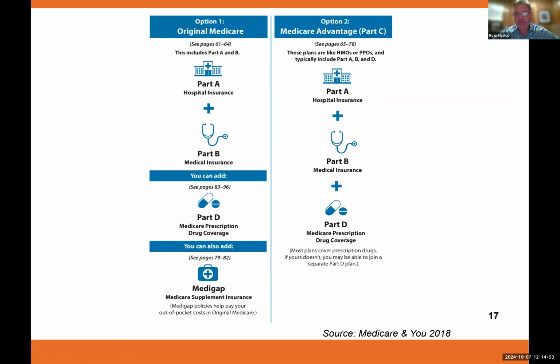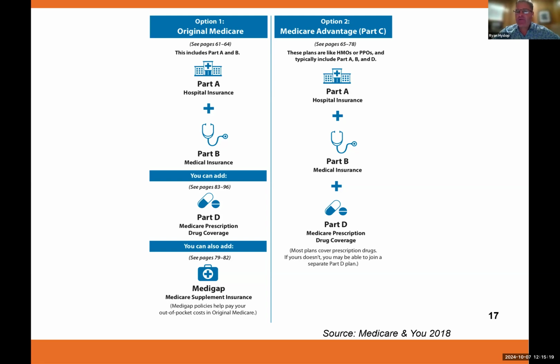All right, so if we look at it graphically, going down the 2 different options, you can see over on the left side, we have Original Medicare, which is option 1. You have Part A and B. You add on a prescription drug plan, a PDP, which is Part D, and then you add your Medicare Supplement insurance, which is also known as Medigap, just gapping the insurance. We're going to go over in a second what that covers.